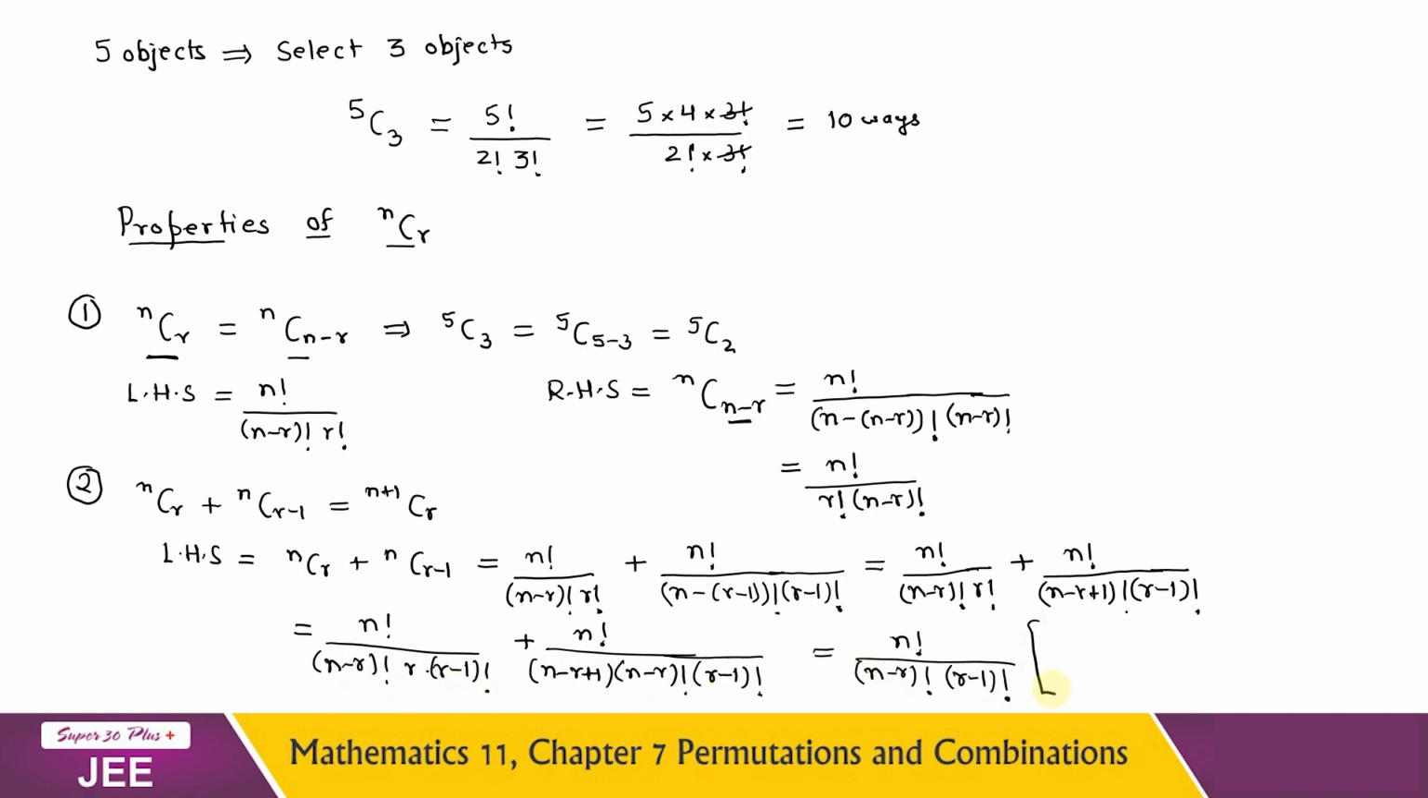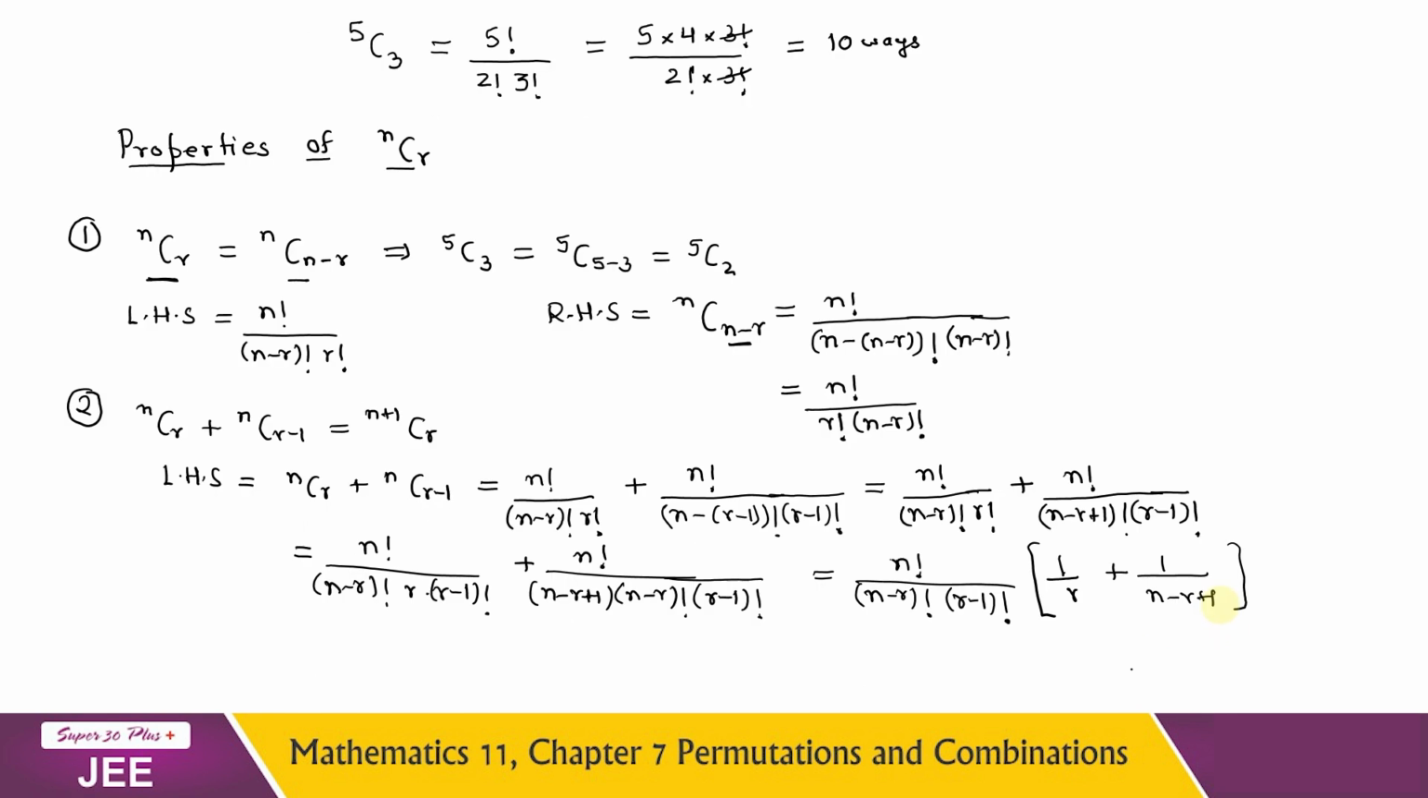And what we are left with is, over here I can get 1 by r, plus over here we are going to get 1 over (n minus r plus 1). Alright, so now we have to take the LCM of this expression. So it becomes n factorial, (n minus r) factorial, (r minus 1) factorial, and in the numerator I am going to get the addition of these two terms, which gives us n plus 1, and in the denominator we get the multiplication of these two terms.